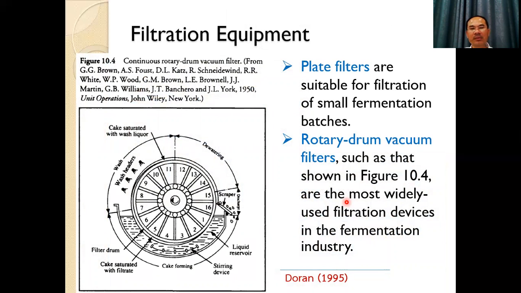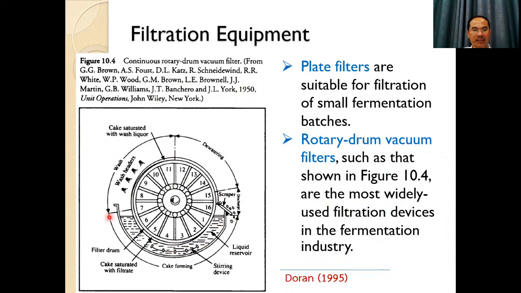Another one that is most commonly used is the rotary drum filter. Here they show the rotary drum filter. We have at least four sections in the rotary drum filter. The first section is the filtration section. This is the filter cloth, which covers the rolling drum like this.